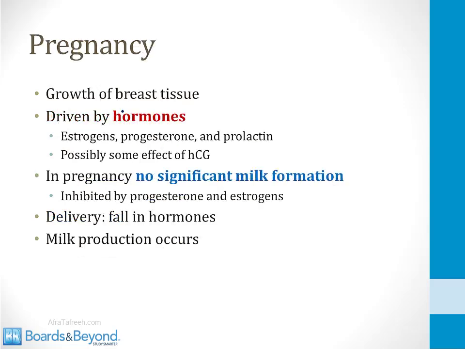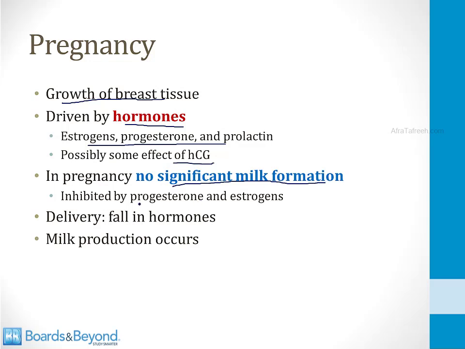So let's talk about breast tissue during pregnancy. There's growth of breast tissue in pregnancy, and this is driven by hormones, as we just discussed. It's mostly driven by estrogens, progesterone, and prolactin, although there may be some effect of HCG as well. Importantly, however, in pregnancy, there's no significant milk formation, and this should make sense to you. It wouldn't be smart for the body to waste calories and energy producing milk for a baby that has not yet been born. It makes more sense to divert those calories to the baby and then only produce milk after the baby has been born.